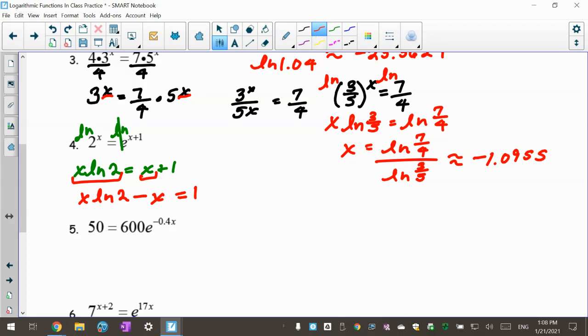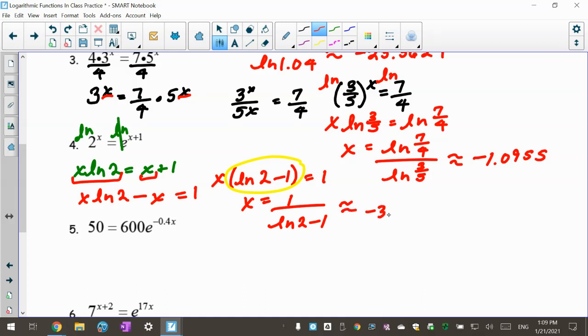And like I always tell you, when you get your x on the same side and it's in two terms, you can factor out the x and divide by the glop, which isn't really mathematical sounding, but you'll see what I'm saying in a minute. See how these are hooked by multiplication? So I'm kind of calling this the glop. Because these are hooked by multiplication, I can divide by that. So x comes out to be 1 over the natural log of 2 minus 1. And again, when I put that in my calculator for number 4, I have negative 3.2589. Okay?